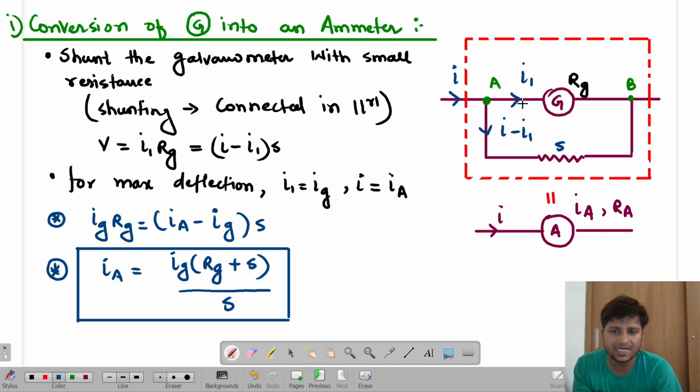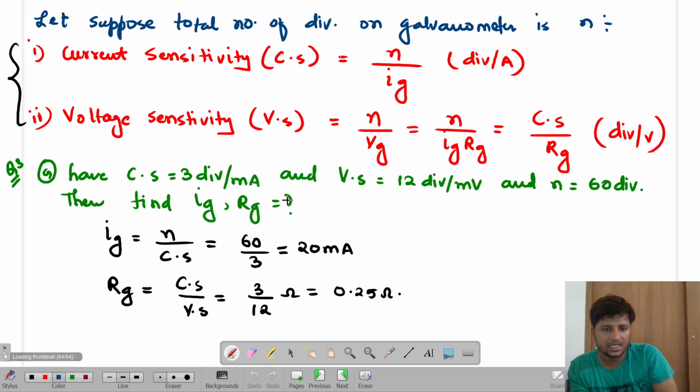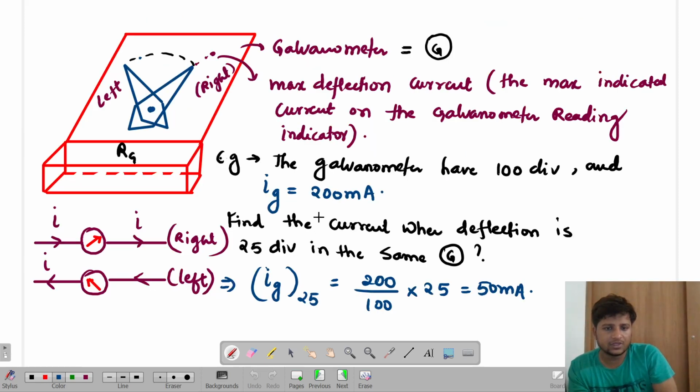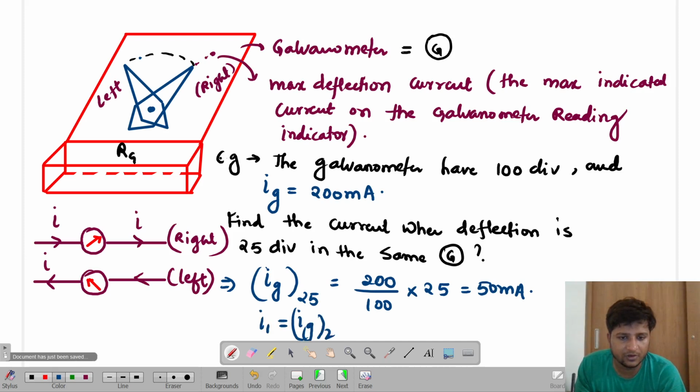Then I1 will be that reading of the current which is showing that number of divisions. Look over here: earlier I told you that if we have defined the galvanometer of 100 divisions and maximum deflection 200 milliampere, but the division is showing at some 25 division. So I1 is this value. I1 is equal to IZ of 25.